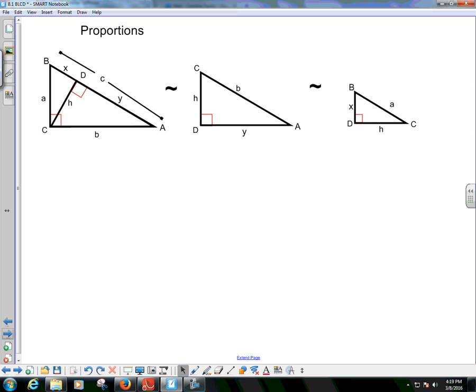All right, so just a reminder how the proportions are set up. We need to talk about the similarity. So if I list my large triangle, I'm going to do the same thing that I did before. I'm going to start with my right angle. I'm going to go across my short leg, and then I'm going to go across my hypotenuse. So I'm going to do triangle CBA.